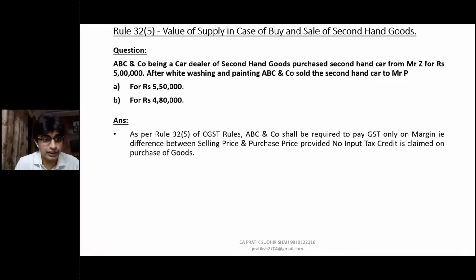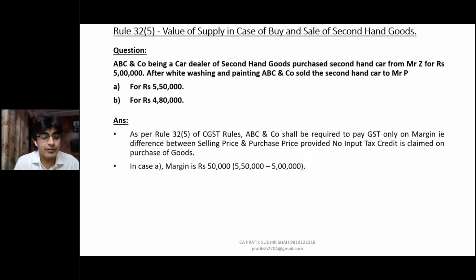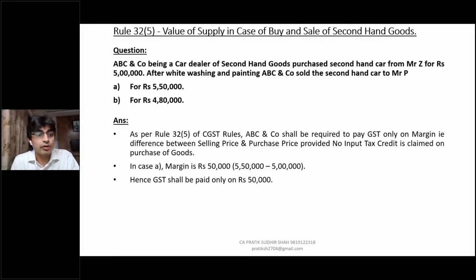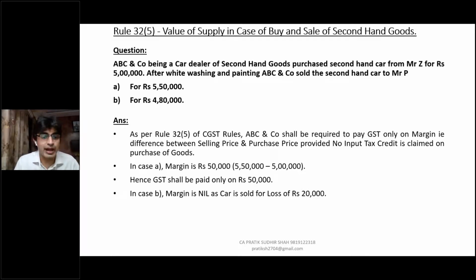Suppose it is selling for 5,50,000. What will be the value of supply? Answer: GST is applicable only on the margin value. So GST shall be charged on 5,50,000 minus 5 lakh rupees, so GST will be applicable only on 50,000. Clear? In the second scenario, ABC bought the car for 5 lakh and is selling for 4,80,000. Is there a margin or a loss? Loss, right? Since there is no margin, value of supply will be nil.